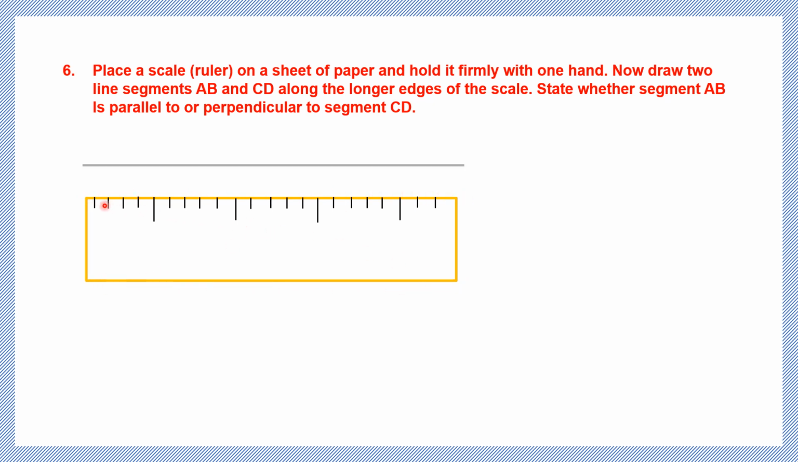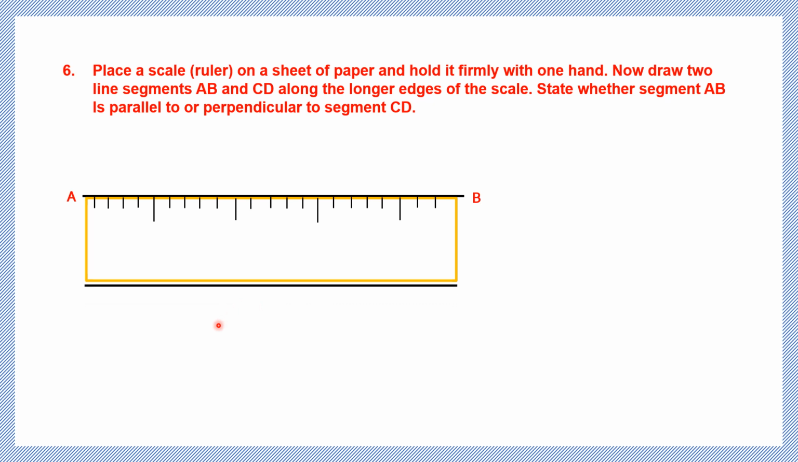So draw a line here, name it AB, A and B. So we have drawn one line in the longer edge. Now they're asking us to draw one more line here. So let's draw that. And let's name it C and D. So now we have drawn two lines. We are asked to state whether segment AB is parallel to or perpendicular to segment CD. So we have a line segment AB here and a line segment CD here. Are they parallel to each other or are they perpendicular?